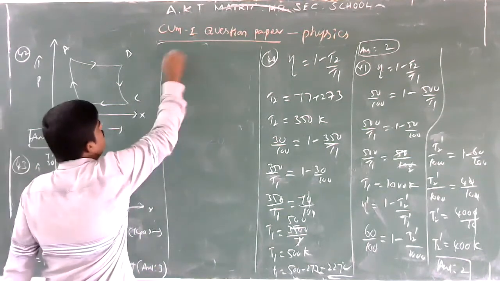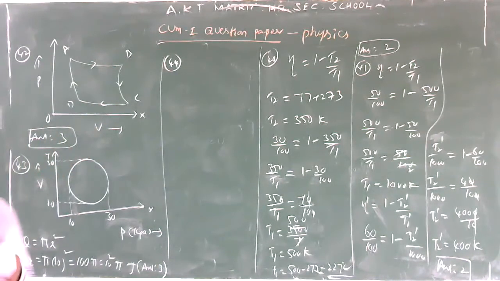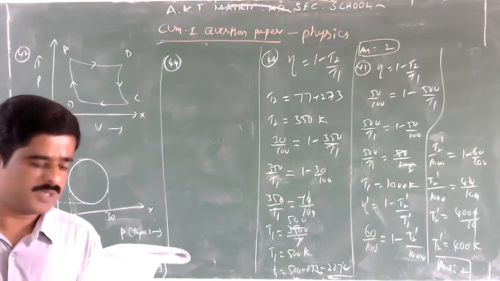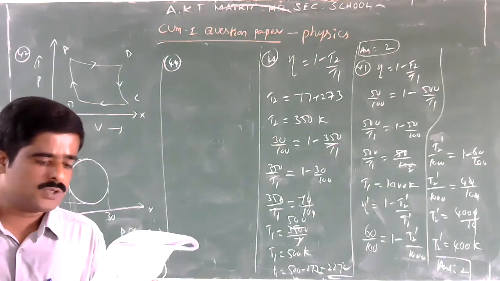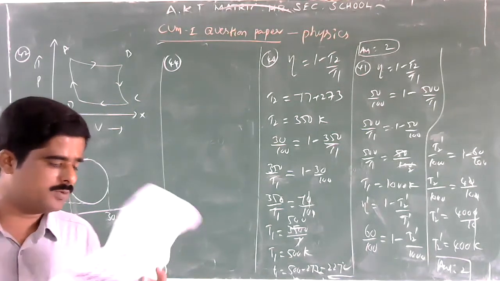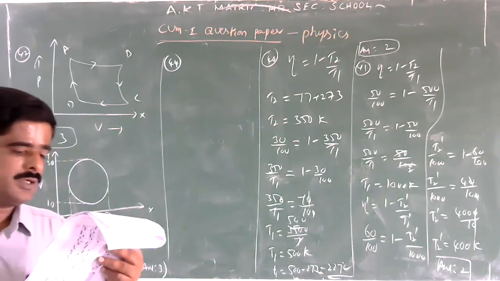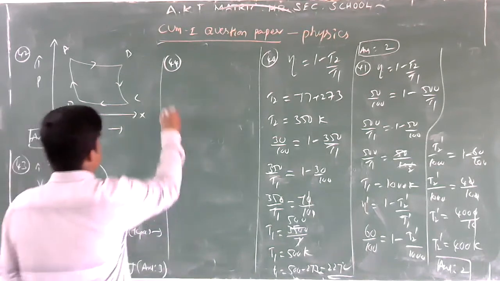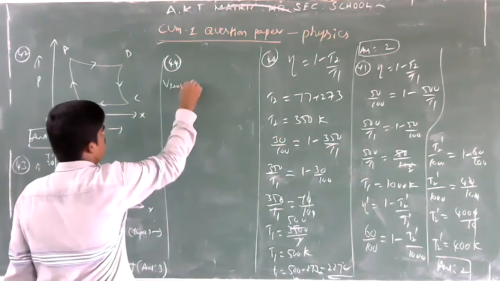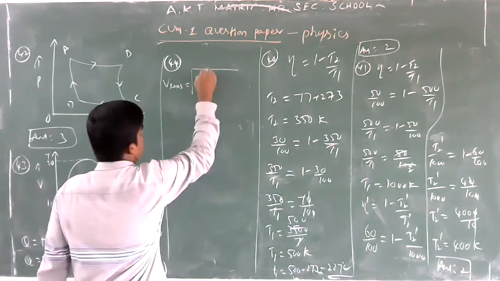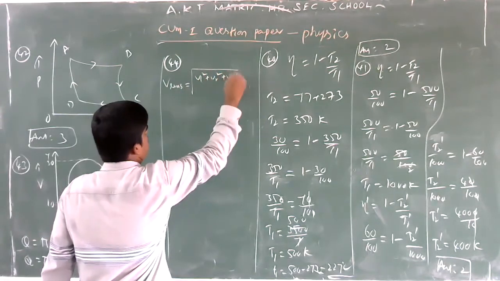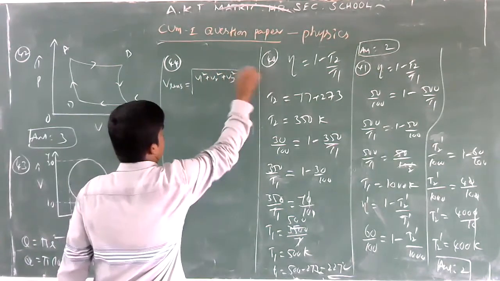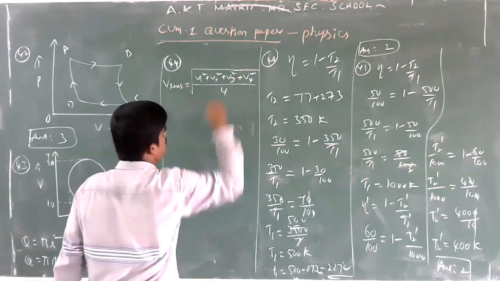Next, 44. Four molecules of a gas have speeds 1, 2, 3 and 4 kilometers per second. Find the root mean square speed of the gas molecules. Here the four molecules are given, and their individual speeds are given. What is the formula for RMS speed? V RMS is equal to the square root of V1 square plus V2 square plus V3 square plus V4 square, divided by 4, the number of molecules.